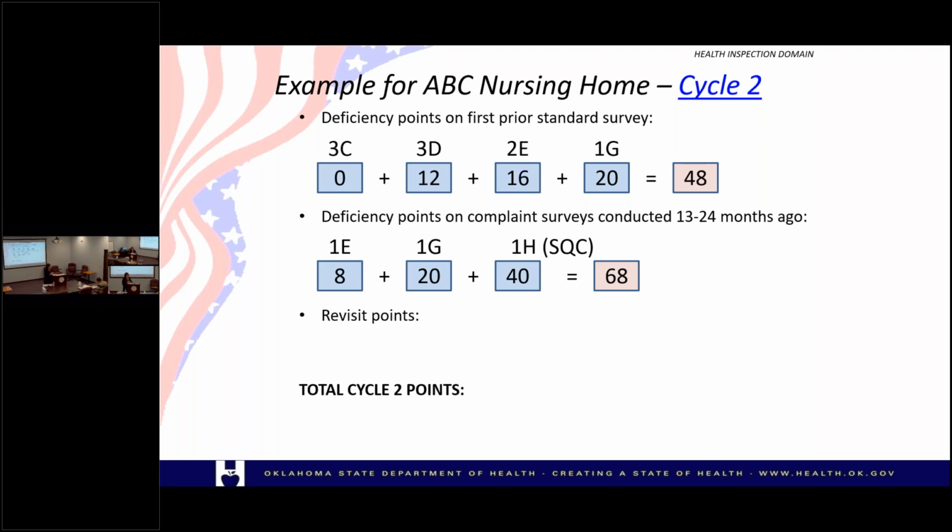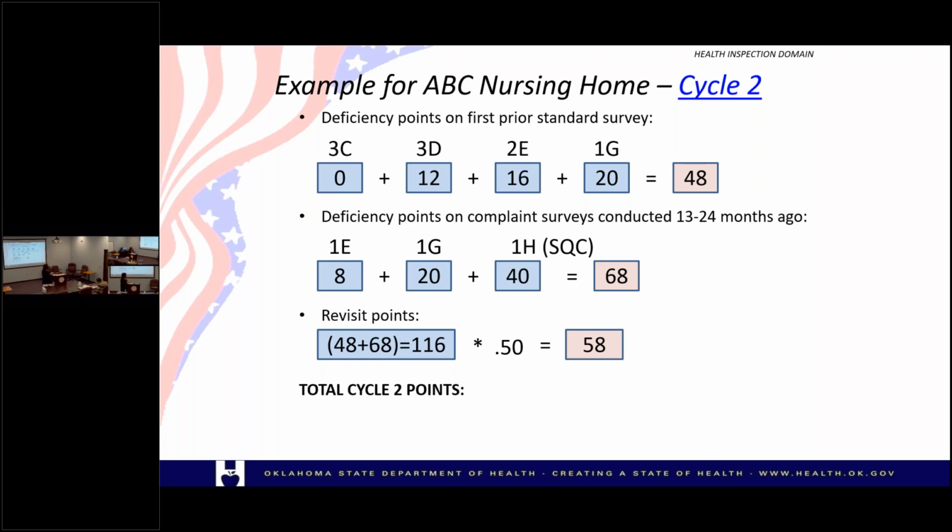Now they had revisit points. So you have to add your 48 plus your 68. Do you see where I'm getting 48 and 68? It's the first two. That comes out to be 116 points. And then you have to multiply that times 0.50. If you look back on your other slide, you have to see how many revisit points it gets, and it happened to be 0.50. So when you multiply that out, it comes out to be 58 points.